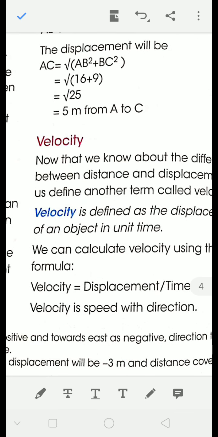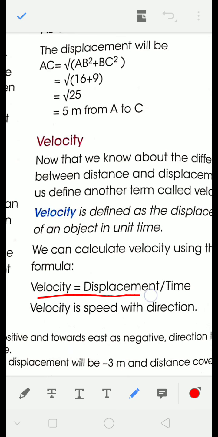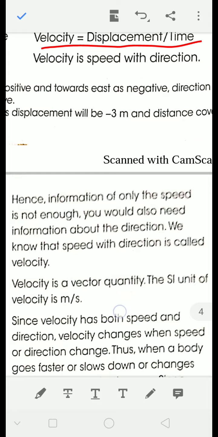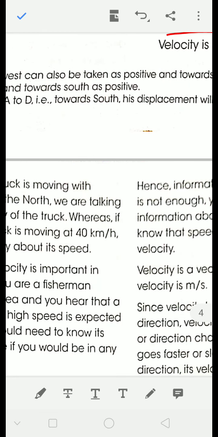Okay. So we have seen what is speed. Speed is the distance covered in unit time. Now velocity. Velocity is the displacement of the body in unit time. That is called velocity. So velocity is equal to displacement by time.